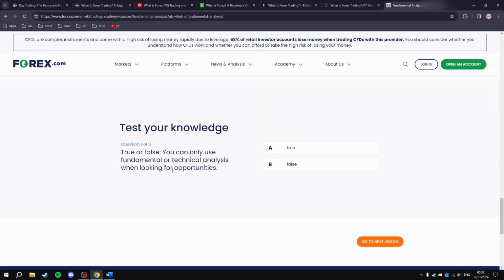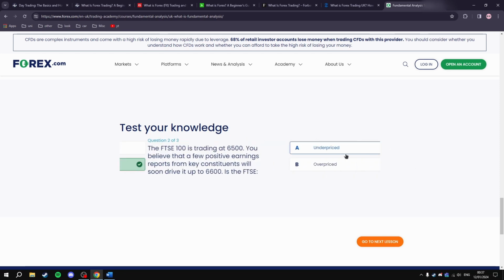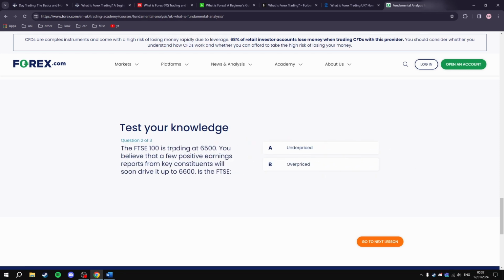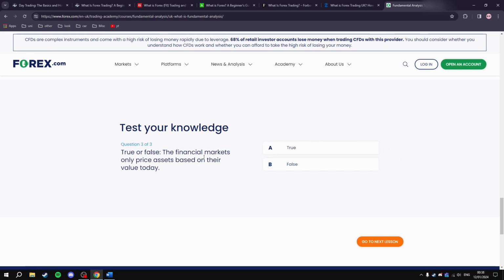True or false, you can only use fundamental analysis when looking for opportunities. The FTSE 100 is trading at 6,500. You believe that a few positive earnings reports from key constituents will soon drive it up to 6,600. Is the FTSE underpriced? True or false? The financial markets only price assets based on their value today.